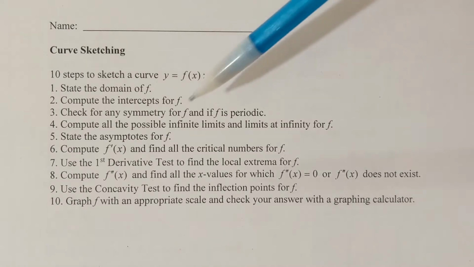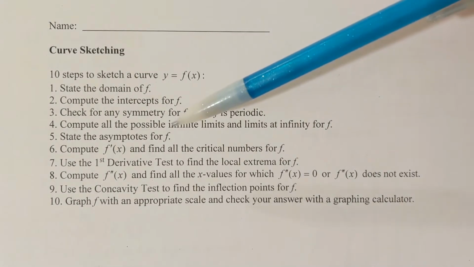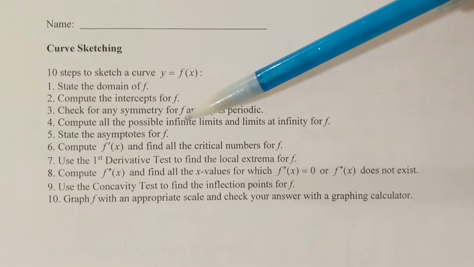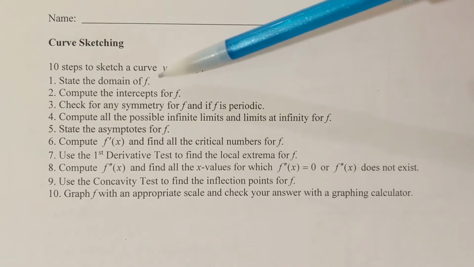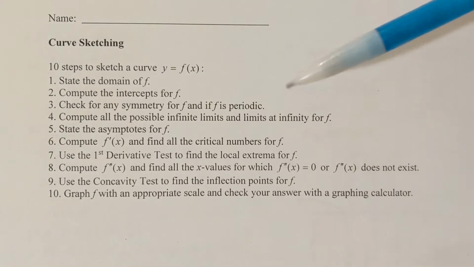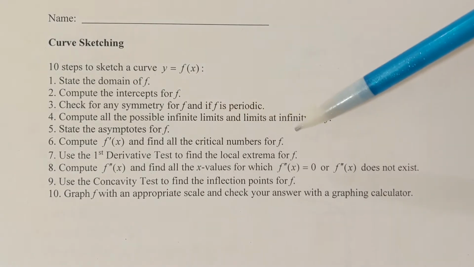Now step 4 is where the calculus would begin. Compute all the possible infinite limits and limits at infinity for the function, and then we'll be able to state the asymptotes based on our work in step 4. Of course, we already know from algebra how to determine asymptotes on occasion. So sometimes we would be able to know those equations earlier in the problem without any limit calculations, but sometimes not. Step 6, we're going to compute the first derivative and find the critical numbers.